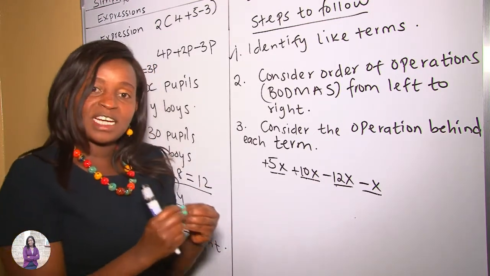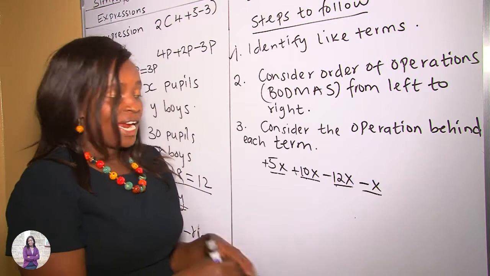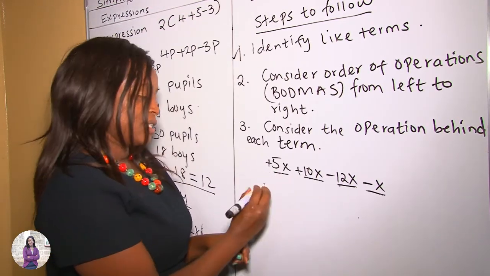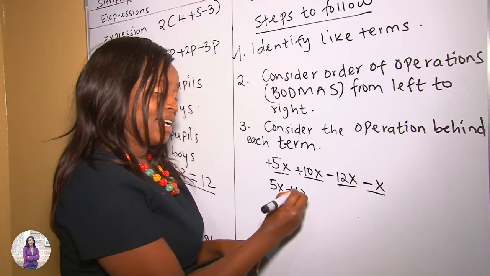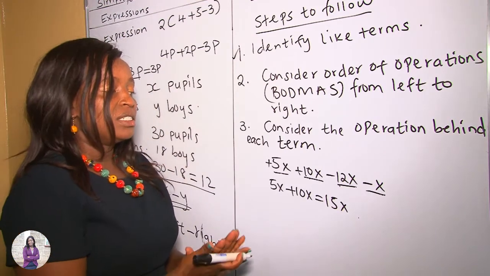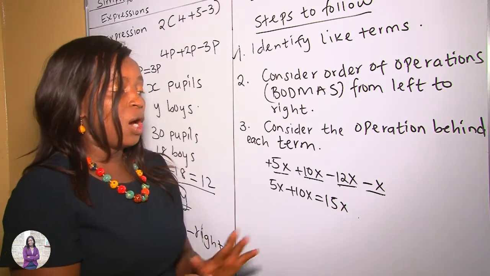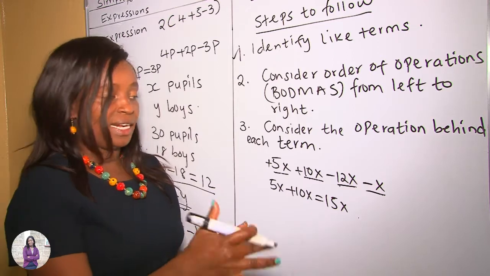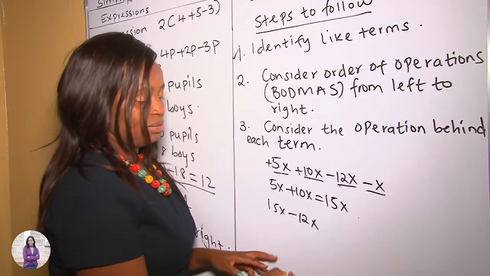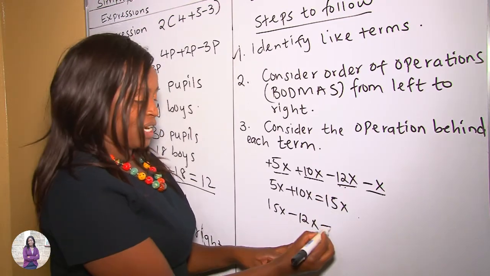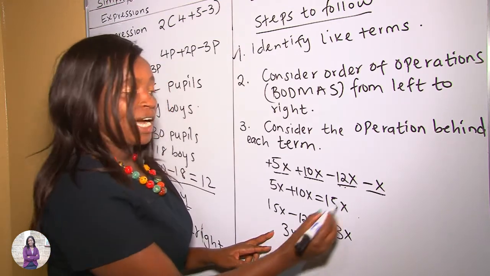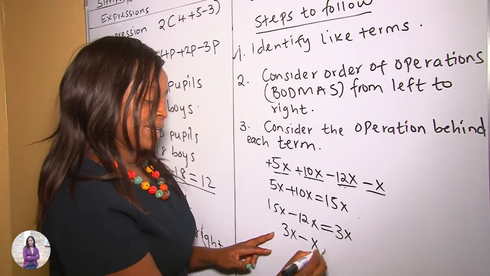So we identify the terms that are being added, and these are 5x plus 10x. 5x plus 10x is equal to 15x. Once we get that, now we go to the second step. That is, now we take away the terms that are being taken away. So 15x take away 12x. We first take away this, we get 3x. After getting 3x, we take away the last term, take away x.